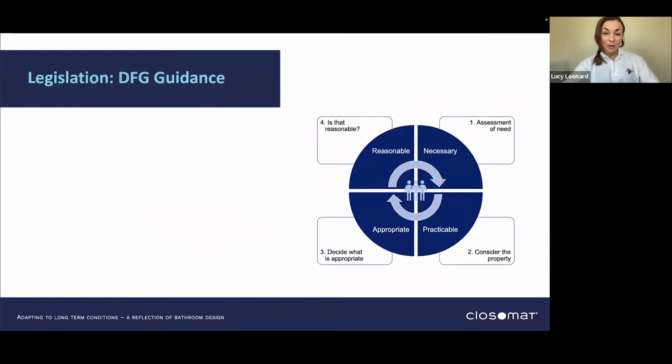So hopefully we all know that the main definition of our occupational therapy intervention with regards to a DFG is we assess what is reasonable and appropriate and necessary and practicable. So we work very closely with local authorities, with technical officers to make recommendations about adaptations.